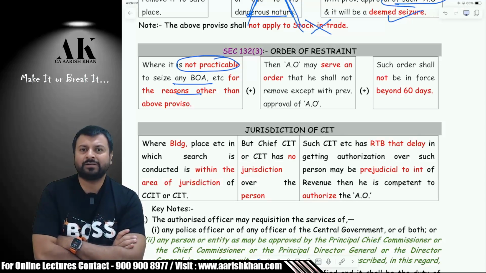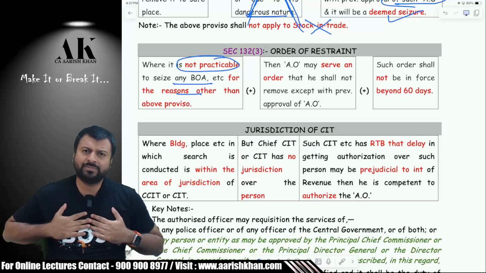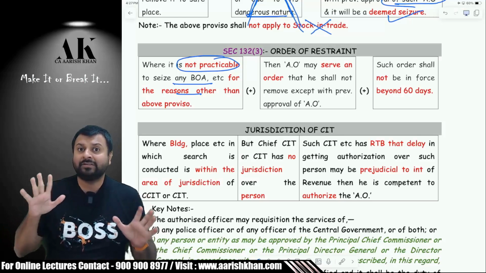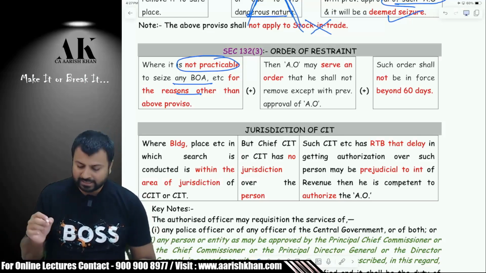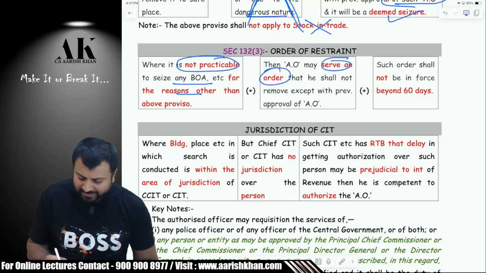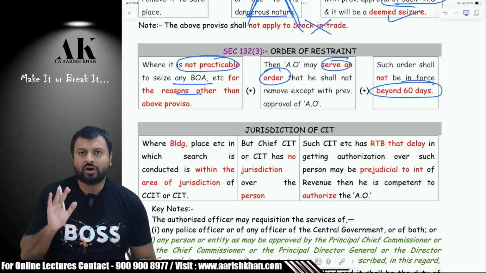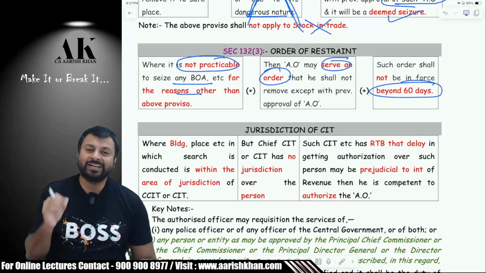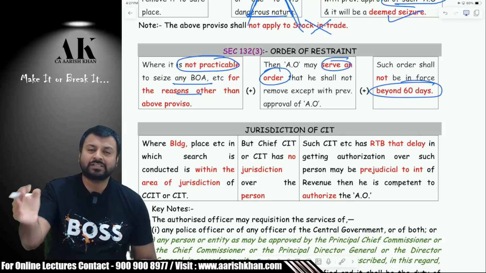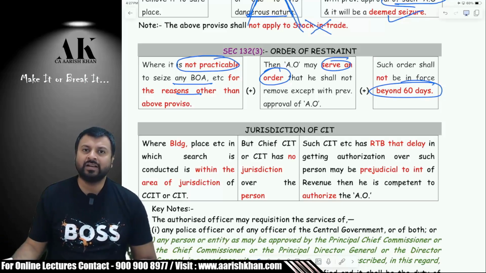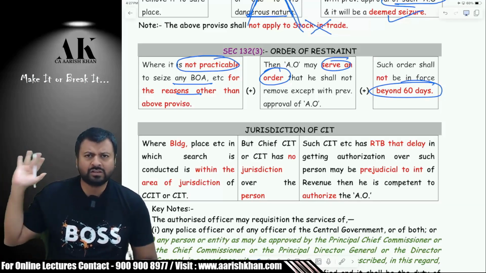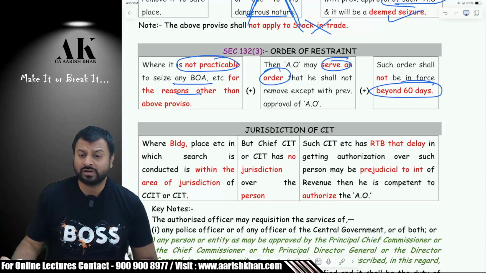Now Mr. B is saying that it is his jewelry, but the department has a doubt whether it is his jewelry or whether it is the assessee Mr. A's jewelry. Therefore, the department can serve an order of restraint for a period of 60 days. Order of restraint does not amount to seizure. It is just a restraining order that for 60 days, please do not sell the jewelry. Do not get away with this jewelry. You have to keep it with yourself. We are not taking the jewelry. We are giving the jewelry to you only, but you are not supposed to sell it for 60 days.